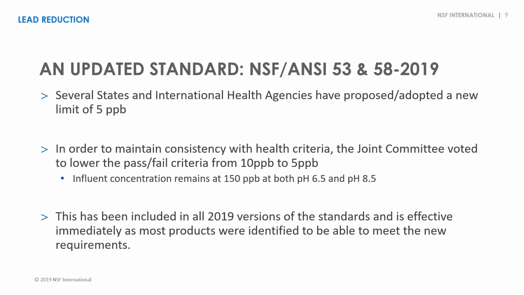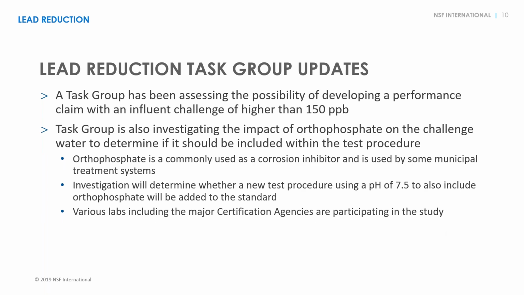So on top of that, there's a number of other items being discussed surrounding lead within the Joint Committee and within the ANSI standards. Ever since the situation in Flint, in which we had issues with lead in drinking water, there's been discussions as how to address the test methodology within the standard. Is it conservative enough for the standard itself? And so a task group was formed in order to assess and investigate the possibility of developing a performance claim with an influent challenge of higher than 150 parts per billion. Now this comes with a number of challenges within it in trying to develop a test method that can be reproducible across multiple labs.